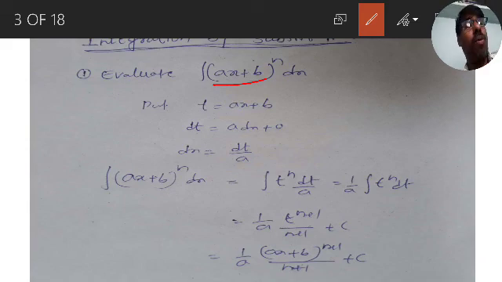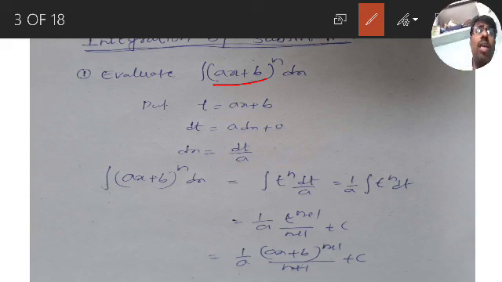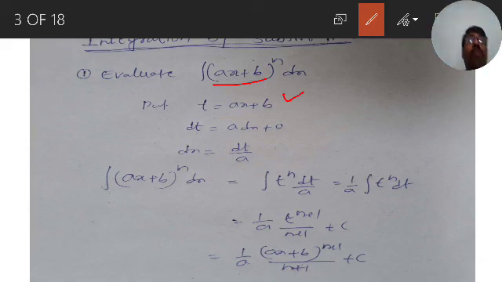Instead of x to the power of n, you are having (ax plus b) whole power of n. So in place of x, we are having ax plus b. So substitute t is equal to ax plus b. I am substituting. In place of x, we are having ax plus b. So I am substituting that term ax plus b by t. Are you getting? t is equal to ax plus b.